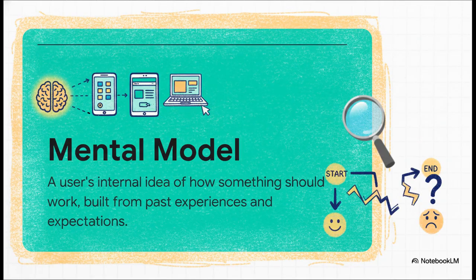And this leads us to a really crucial idea, the mental model. It's basically your brain's internal blueprint for how you expect something to work. It's built from every app, every website, every device you've ever used. So when a new design breaks that blueprint, like putting a button in the wrong spot, it just feels confusing and weird. Great design works with your mental model, not against.